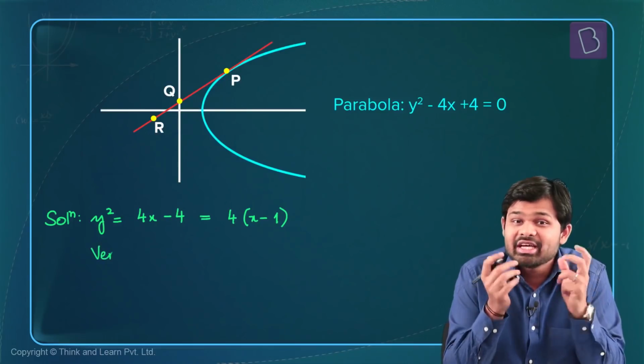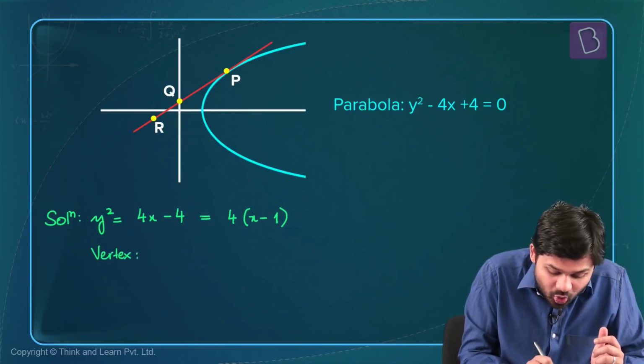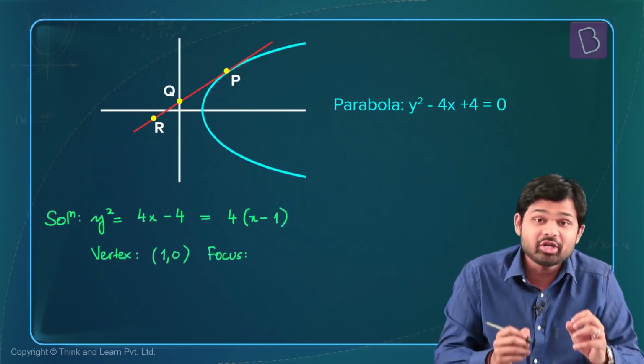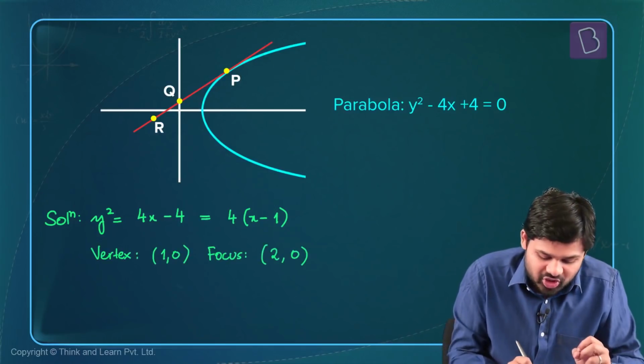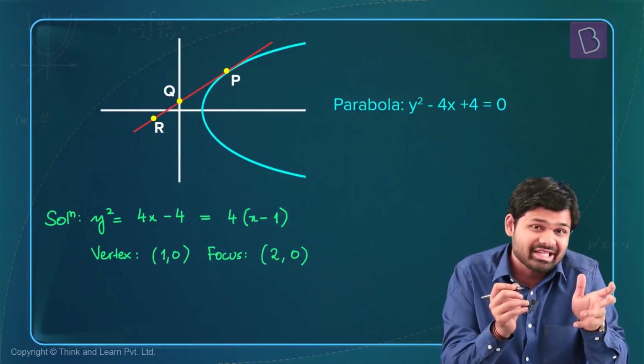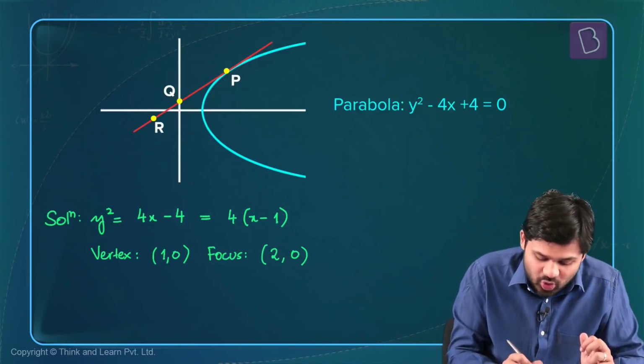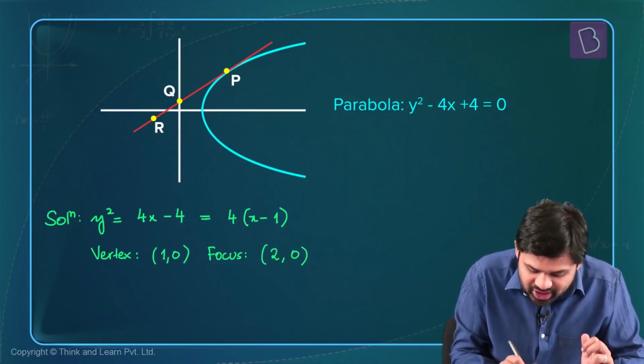Where is the vertex? The vertex is going to be at 1, 0. Where is the focus? The focus is going to be at 2, 0, because this is 4 times x minus 1. A is 1 and x1 is 1. So the focus is going to be at 2, 0.